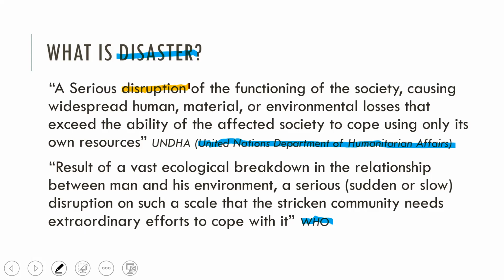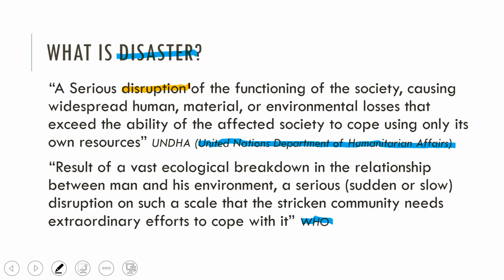What does that mean? First, the word disruption means something went abnormal. Something abnormal happened. It's not a regular thing to happen. There is a high abnormality of the event. So a serious disruption means a very big abnormal event occurred. This event caused widespread human, material, or environmental losses.